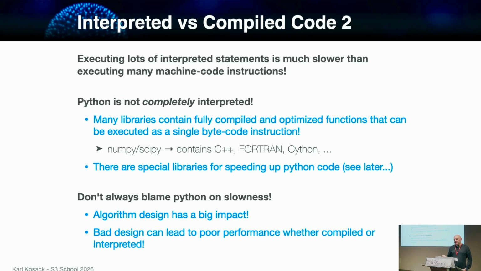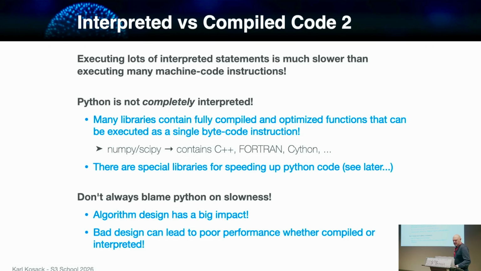And I should finally say that you shouldn't always blame the fact that it's an interpreted language for being slow, because algorithm design also has a big impact. Even if you wrote code in C, sometimes you can have very slow code. It's just that you didn't write it correctly. So you always have to think a bit about performance. If you're worried about performance, think about it as you're writing the code. And you might want to refactor your code to improve it in the future. Refactoring meaning redesigning it in a way that speeds it up.